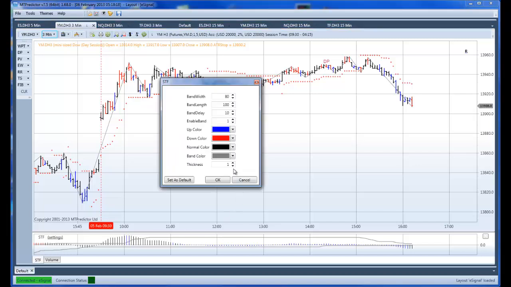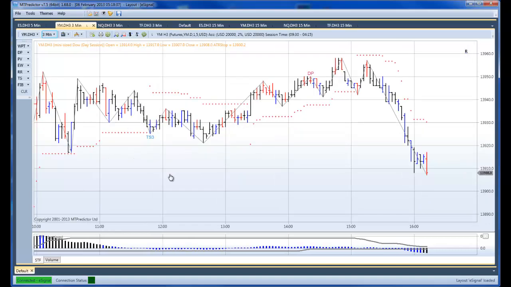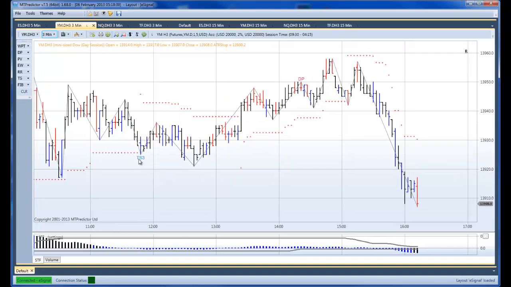at the STF. If I change the colour there, you can see the STF was black stroke blue, therefore the larger degree trend was up, therefore you should only be looking for buy setups. So you should have considered this particular buy setup here and avoided that particular sell setup there. So if I zoom in a bit, let's have a look at this first buy setup here. This came in at around just before 11 o'clock.